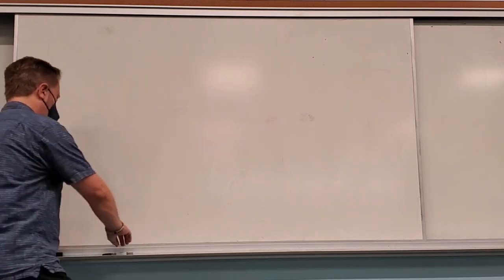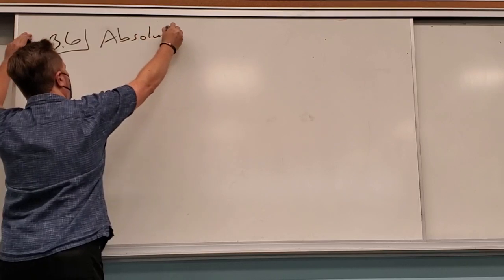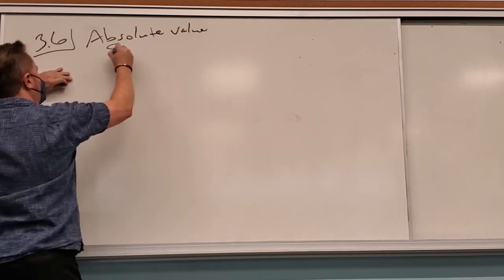The last time, we didn't quite finish chapter 3. Yeah, we got up through 3-5. So we have two sections to finish in chapter 3. The first piece of this is 3-6. It's something that we've already talked about, but we didn't talk about the graph of this.